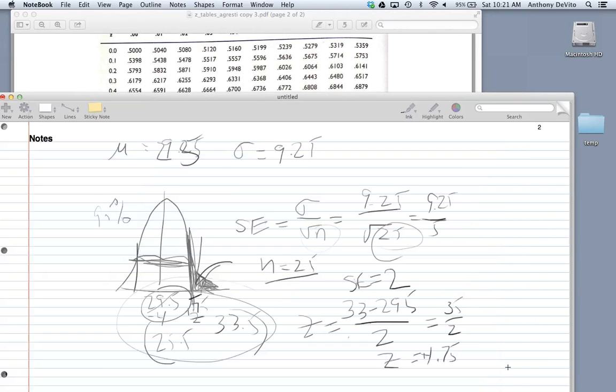So I'm going to go back here. So this area represents 96%. So that leaves 4% of the means that you would obtain doing this repeatedly would be above 33. Everybody comfortable with that? I got a question there?